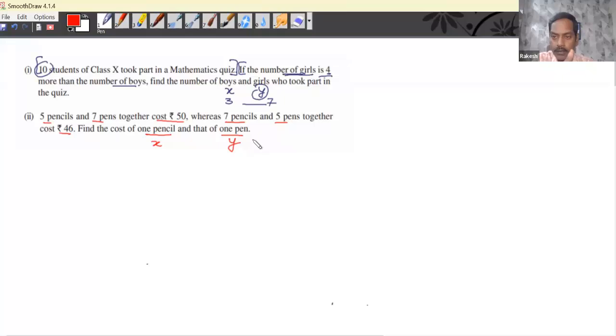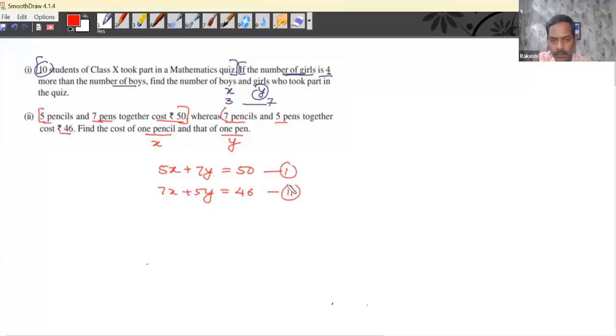Now I have introduced two variables, so I should have two conditions. What is the first condition? It says that the cost of 5 pencils added with the cost of 7 pens is equal to 50, right? The cost of one pencil is X, so the cost of 5 pencils is of course 5 times that. Similarly, the cost of one pen is Y, so the cost of 7 pens would be 7 times Y. Their sum should be equal to rupees 50. This is my equation number 1. On similar lines, we can read this and frame the second equation. This is my equation number 2, right? Now the task is to solve them.